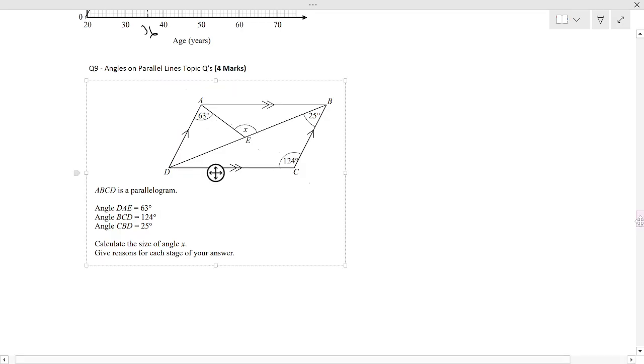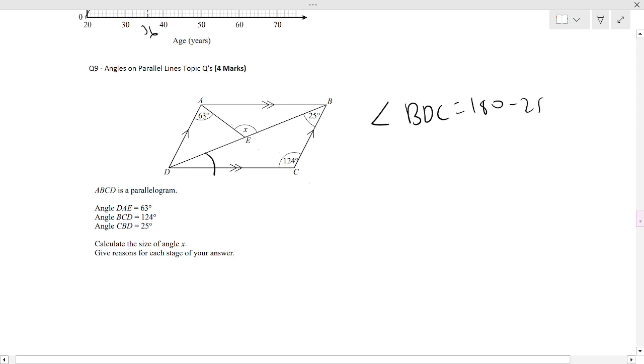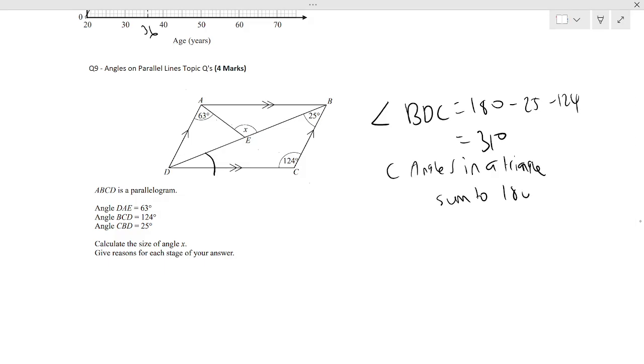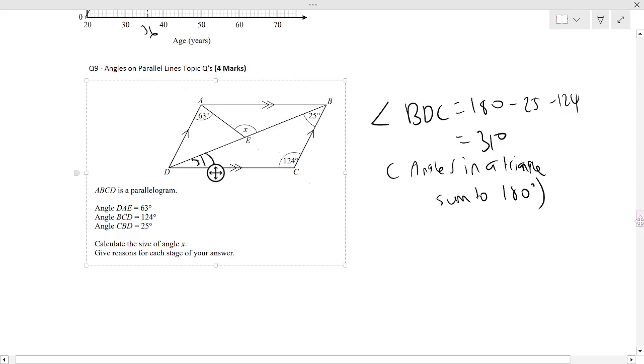So the first thing to start off with, what angle can we immediately work out? Well, actually, I noticed we have a triangle here, so I know this angle. That means angle BDC is going to be 180 minus 25 minus 124, which is 31. It says give reasons for every stage of your work, so that'll be because angles in a triangle sum to 180. So what I was going to do there then, 31. Well, I can't really work out this angle because we don't know anything about the combined angle. So what else can we do with it?